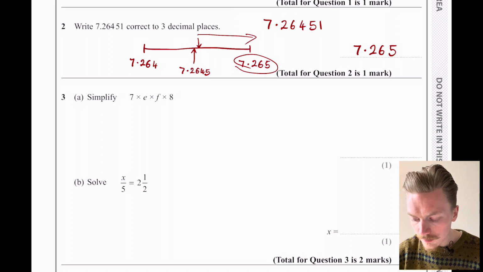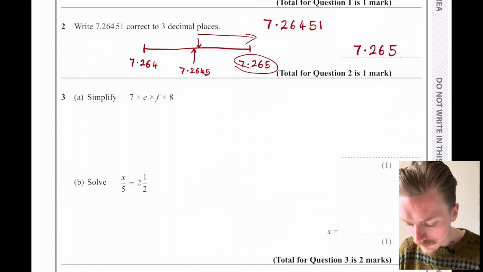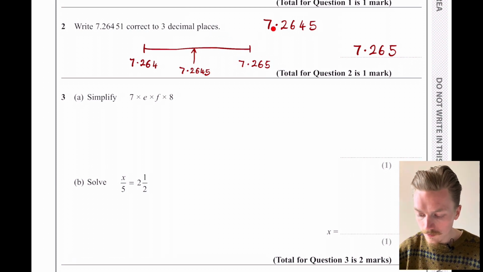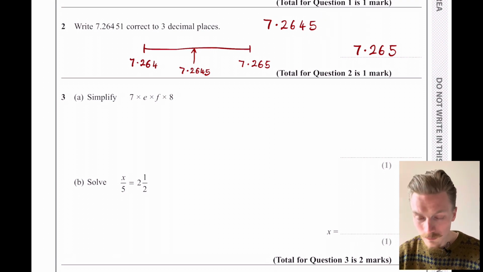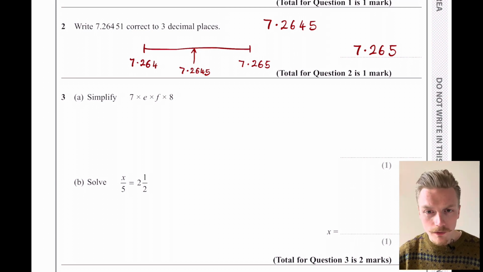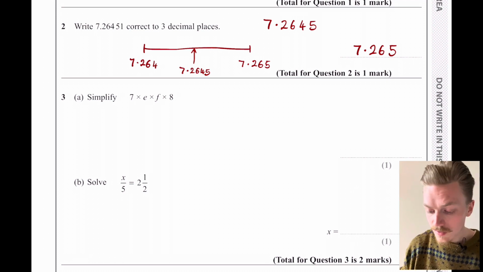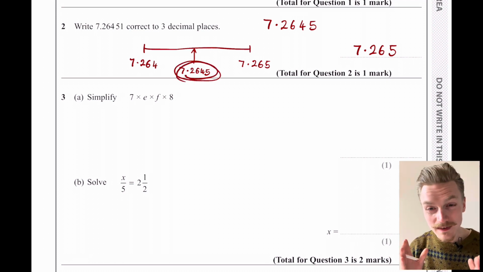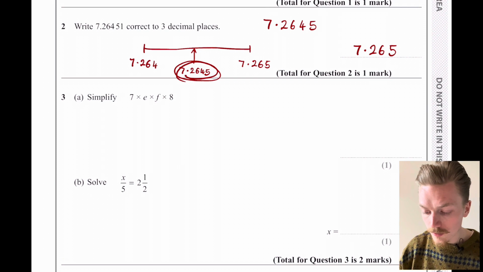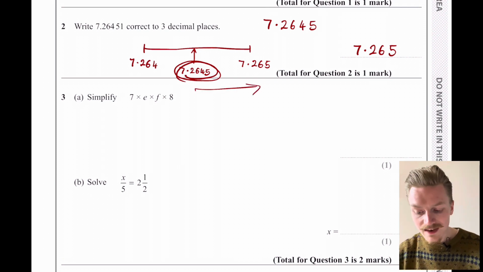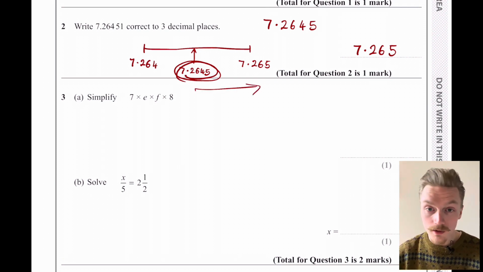Now, if it was exactly in the middle, so let's say it was exactly 7.2645, which way would I round it then? Well, it's exactly in the middle. There's no real reason to choose going lower rather than going higher. But it's just mathematical convention that in this one specific case where it's exactly in the middle, we round it up anyway, even though there's no real reason to.